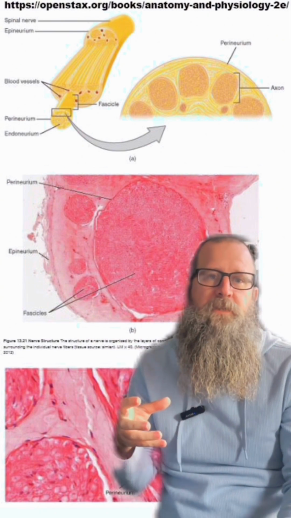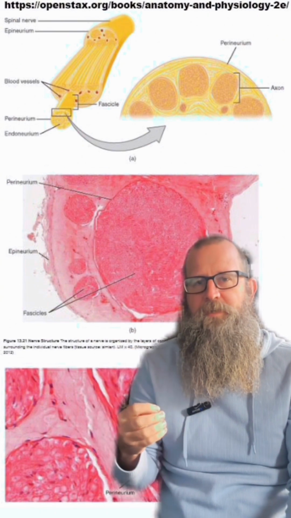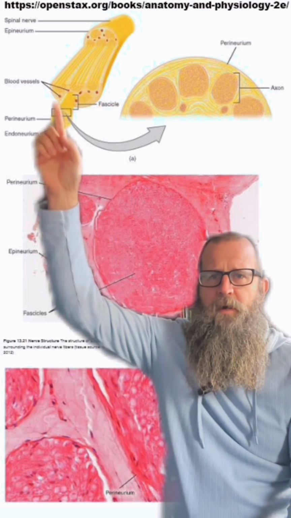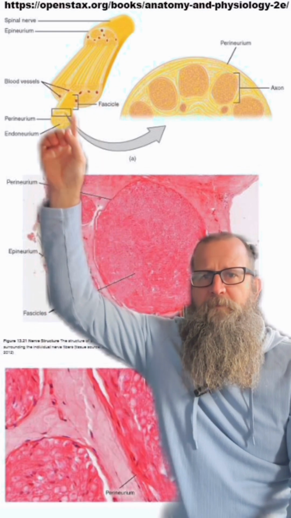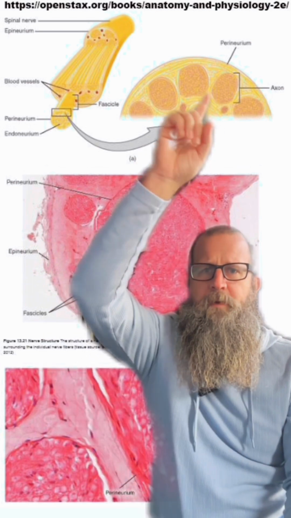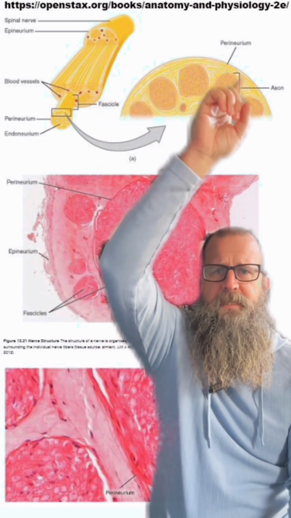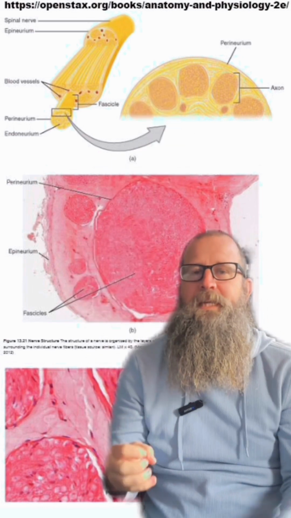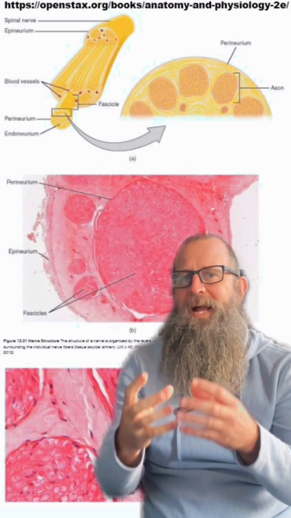And each fascicle is surrounded by a layer of connective tissue called the perineurium. So the whole nerve is surrounded by the epineurium, made up of fascicles, and each fascicle is surrounded by the perineurium. So here we can see a fascicle, and this is the perineurium here. Now, the fascicle is made up of multiple axons.